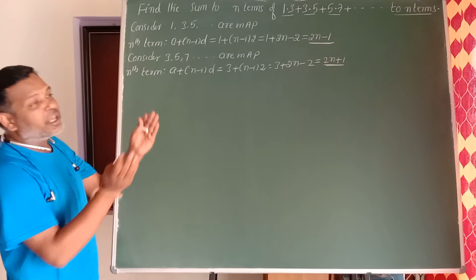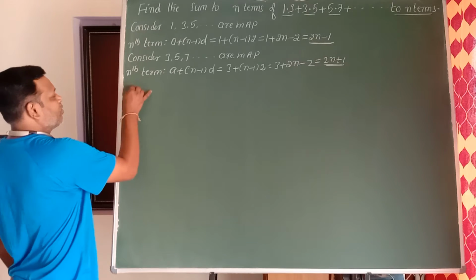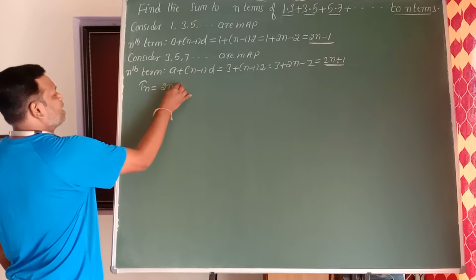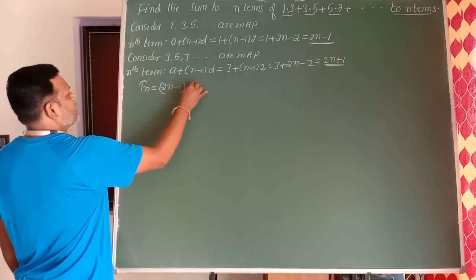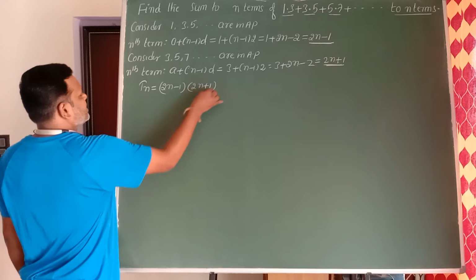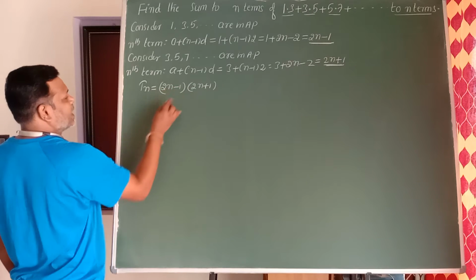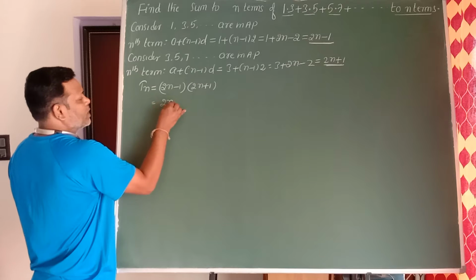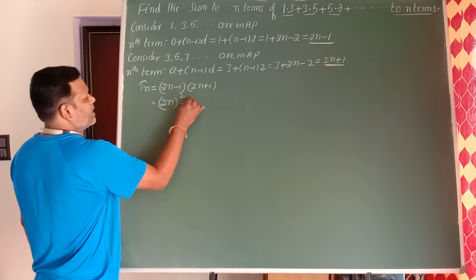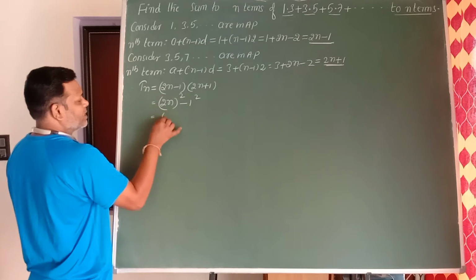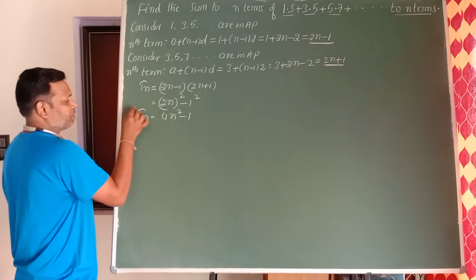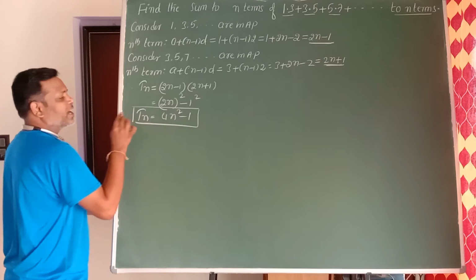Therefore Tn is a combination of these two things, right? Therefore Tn is equal to 2n minus 1 into 2n plus 1. This is in the form of a minus b into a plus b, a square minus b square. Nothing but 2n whole square minus 1 square. 2n whole square is nothing but 4n square minus 1. This is Tn.